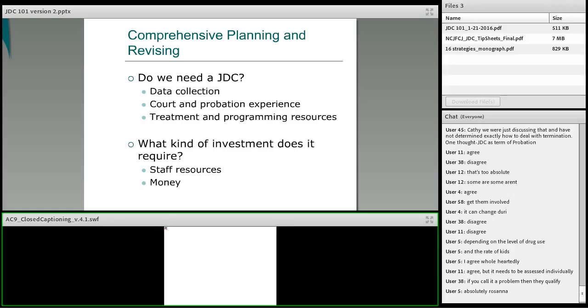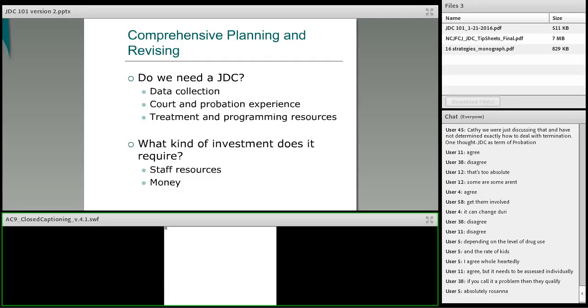For those systems that are using something like Reclaiming Futures, which is really about infusing many of these concepts into the juvenile justice system altogether, it may turn out that the special docket isn't necessary anymore because there's a much better continuum of care and services for those young people, and that their intensive juvenile probation folks are really able to provide the same kinds of interventions that the drug court does.